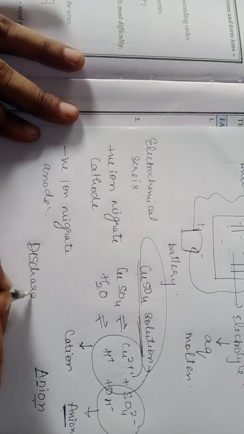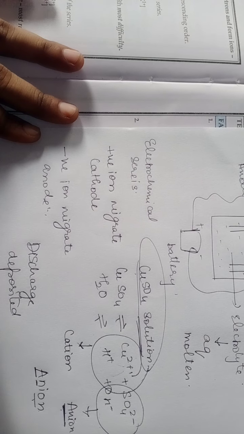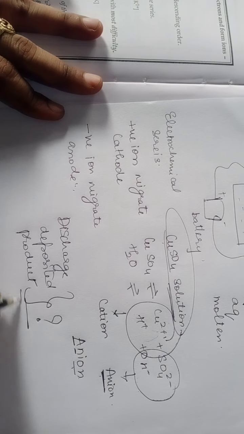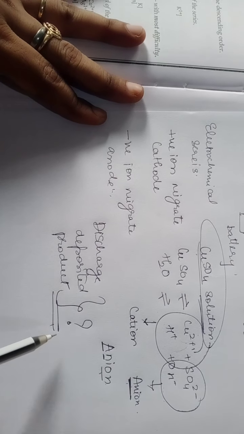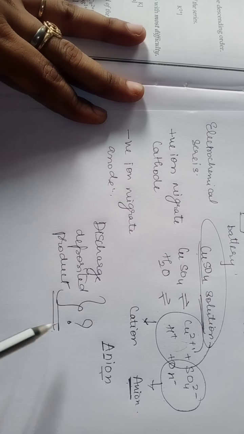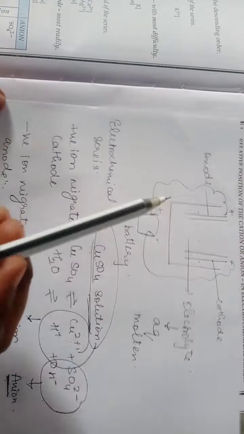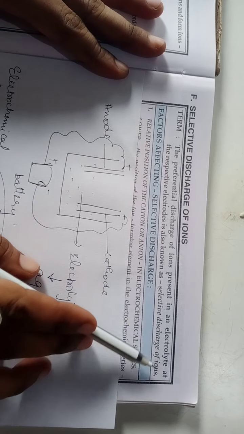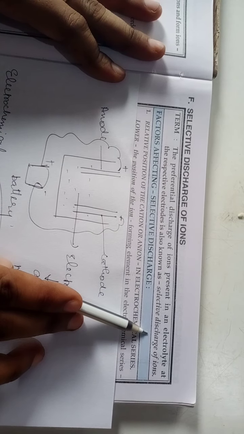That means which one will get deposited or discharged? What will be the product formed? This all is a question mark. Are you getting? Now this is what we are going to study in electrolysis: the discharge or the deposit or the product formed at the respective electrode. Are you getting? So the preferential discharge of ions present in an electrolyte at the respective electrode is known as selective discharge of ion.